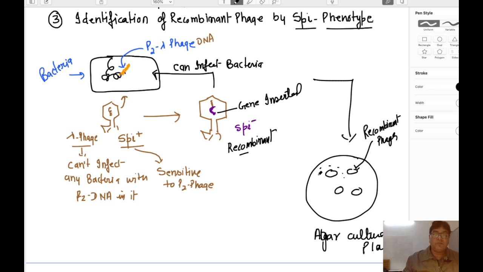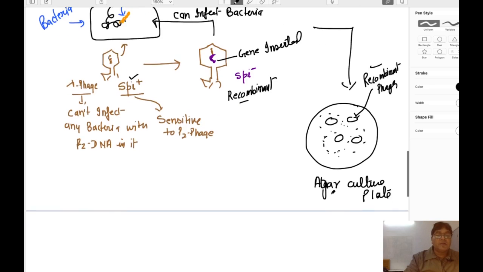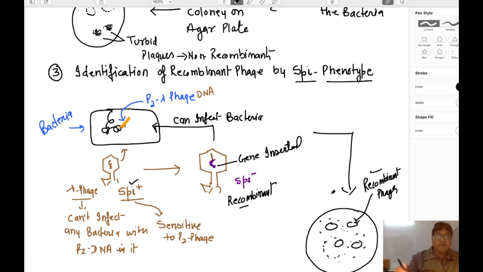But non-recombinant phages, the lambda phages which are SPI positive, cannot even replicate. Alright, so they will die. They won't be able to replicate. So the plaques which are developing are only of the recombinant phages, so we can identify them. Alright, so like this we can identify the recombinant phages by SPI phenotype.